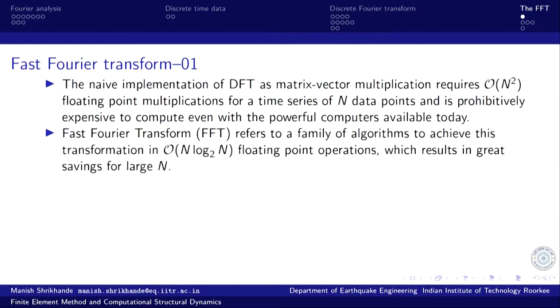So, the fast Fourier transform, FFT as we call it, refers to a family of algorithms to achieve this transformation in n log n floating point multiplications. So, n log n, where the logarithm is to the base 2. If you look at it, the logarithm to base 2 is just a constant, so it is proportional to a linear power. So, the computational effort rises very slowly, almost a linear progression.